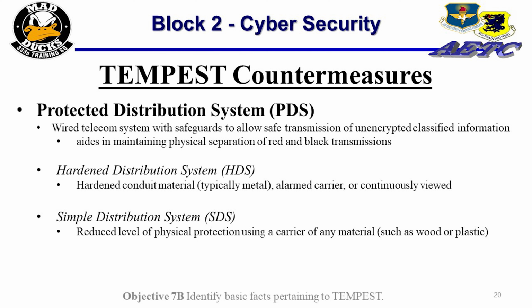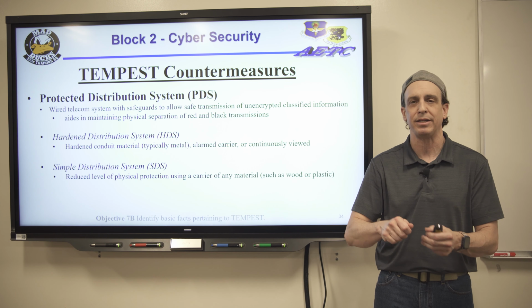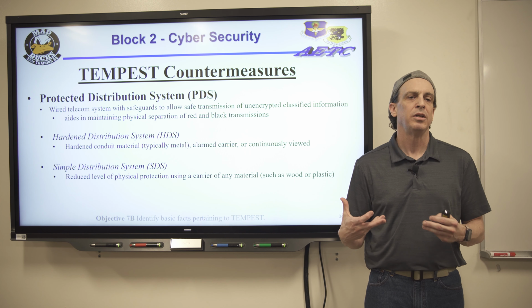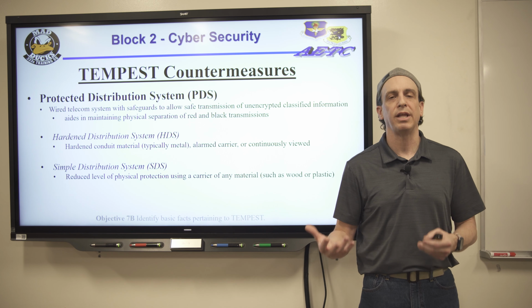I can also use what's called an SDS, a simple distribution system. The only difference is a simple distribution system, I'm going to use it in an area that requires a reduced level of physical protection. I might use this within a SCIF because the SCIF is already a physically secured area. I can use a simple distribution system such as wood or plastic just to help maintain that 3 feet of separation, but it also gives me visual indicators. Wood or plastic, I can tell if somebody's cracked into it. I can tell if somebody's drilled into it. So a simple distribution system is using wood or plastic versus metal. Just a reduced level of physical protection.